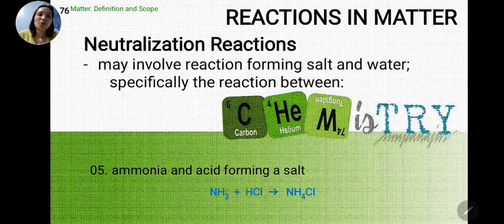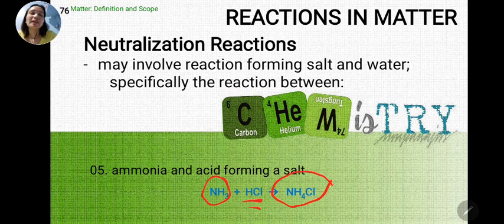So next is ammonia and acid forming a salt. Usually sa neutralization reactions, ang napo-form is salt and water or either salt only. So we have ammonia and an acid, which is hydrochloric acid in this case. You will form a salt, which is ammonium chloride. Okay.